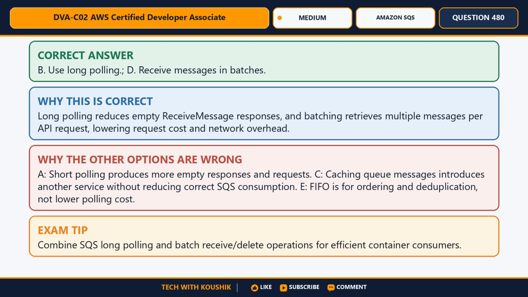A. Short polling produces more empty responses and requests. C. Caching queue messages introduces another service without reducing actual SQS consumption. E. FIFO is for ordering and deduplication, not lower polling cost. Exam tip. Combine SQS long polling and batch receive/delete operations for efficient container consumers.